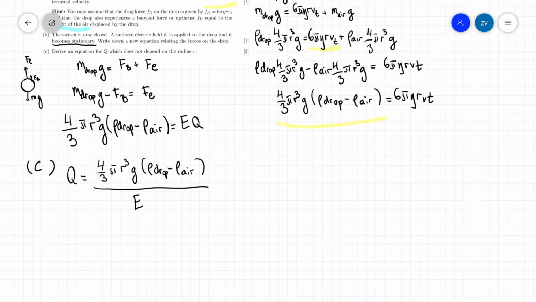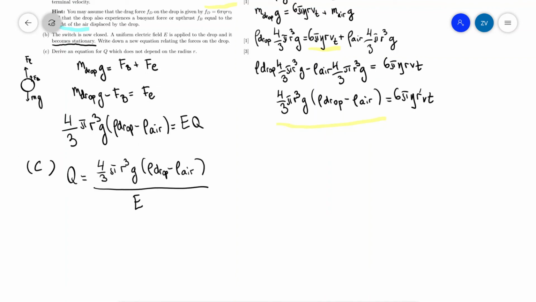Well, let's do this. So first off, we're going to cancel out a factor of r. So what we're left with is 4/3 pi r squared, sorry, times g times the density of the drop, take away the density of the air, will be equal to 6 pi times the viscosity times vt, which is the terminal velocity. Notice that this here is just a subscript for terminal velocity, not v times t. Maybe I should be just a little bit more clear by doing that.